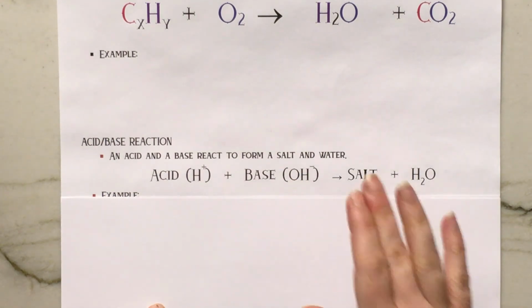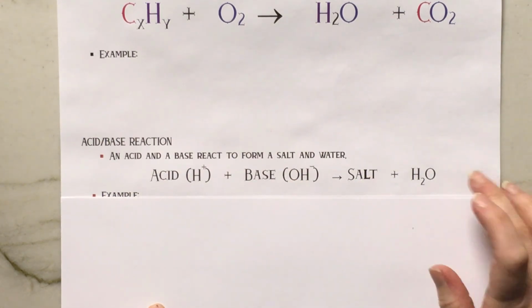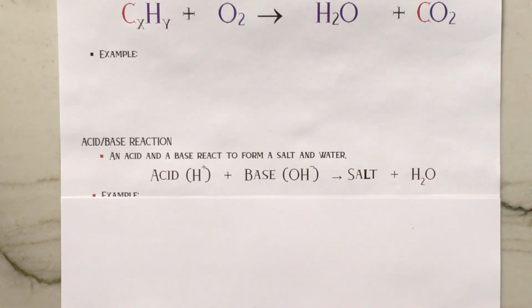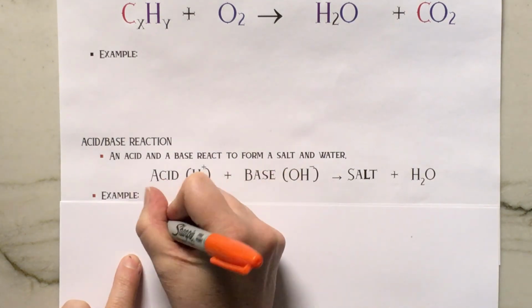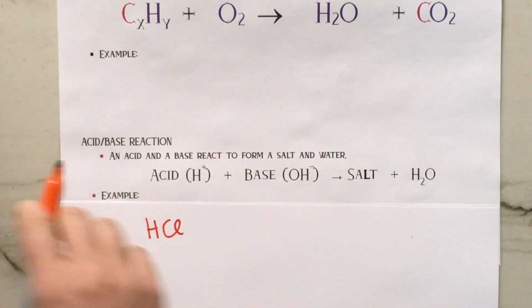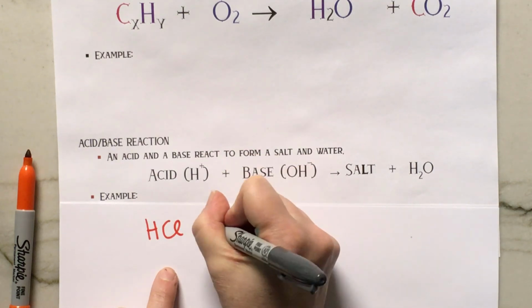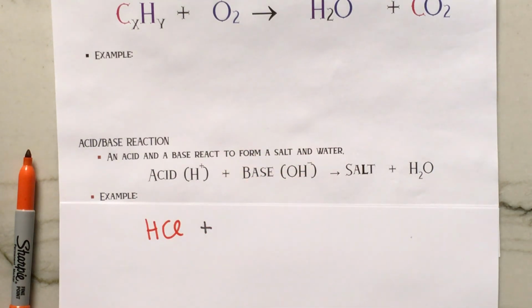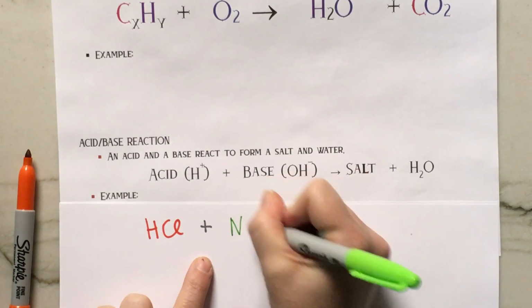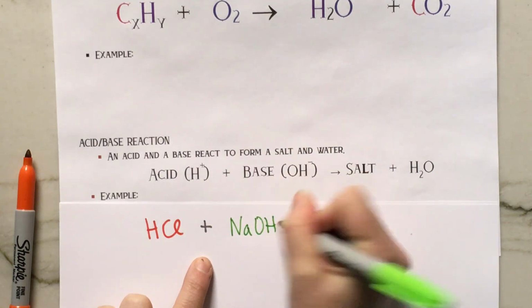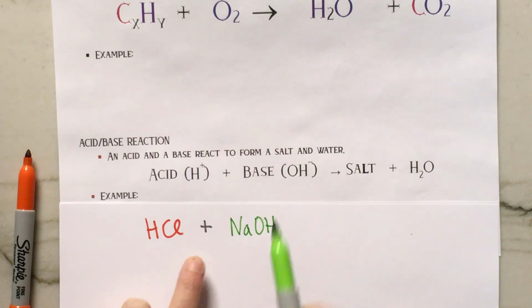And very easy, salt and water. Sometimes you can also have a gas production here. But the example that I'm going to show you is just a salt and a water. So a very common acid that we work with is hydrochloric acid. So we have HCl. So there's our hydrogen right there. And it is going to react with, and I'm going to use, sodium hydroxide, which is a strong base. And right there, there's our hydroxide group.